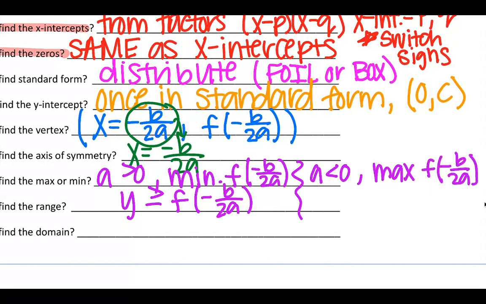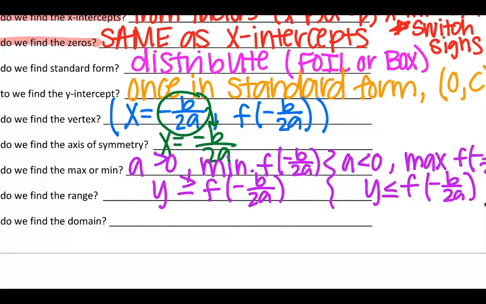If A is less than 0, you've got a max at F of negative B over 2A. Again, it looks kind of funky right now because I'm using all these formulas, but it's not bad when I've got the numbers in here when we start doing examples. That means your Y is going to be less than or equal to whatever that Y value is. Again, this is just saying I'm plugging it back in to get the Y value.